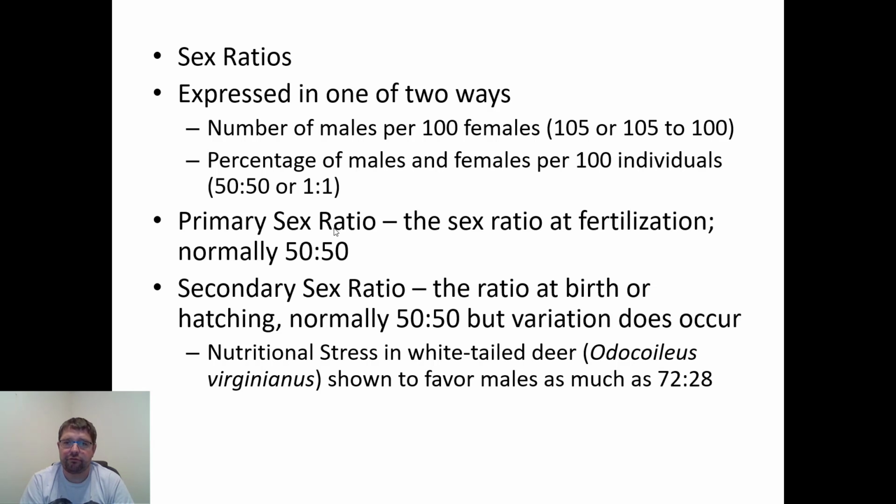Okay, we know this for certain for species like white-tailed deer. When they are nutritionally stressed, we can get ratios that favor males over females, and it can be as much as 72% male to 28% female. Okay, so a huge ratio, almost a 3-to-1 ratio of males to females when nutrition is poor in a given region.